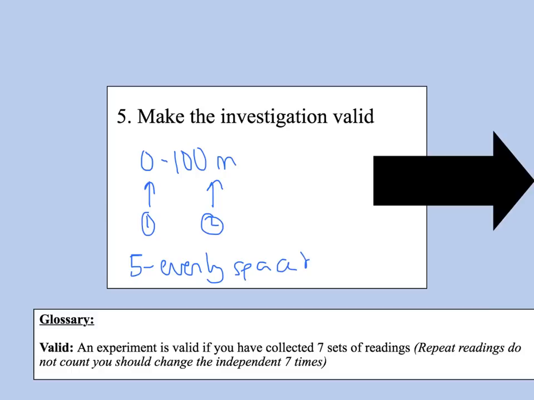But less specifically, it's about having a set of results that allow you to plot a decent graph. So the rule of thumb on this is you need 7 or more sets of data to have a valid experiment. And this is not including repeat readings. So if you've done the same one twice, that's not 2 sets of readings, that's still 1 set of reading. You need to do that another 6 times on top of that first one.